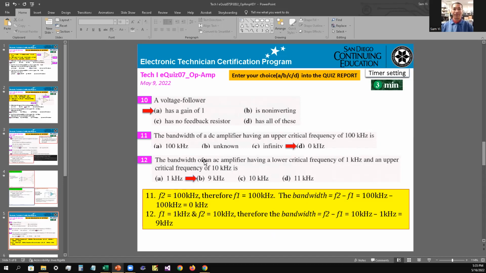Number 12, the bandwidth of an AC amplifier having a lower critical frequency of 1 kilohertz and an upper critical frequency of 10 kilohertz is: this one is stated. F1 equals 1 kilohertz and F2, the upper, is 10 kilohertz. Therefore, the bandwidth equals F2 minus F1, or 10 kilohertz minus 1 kilohertz equals 9 kilohertz. So the answer is B as in Bob for number 12.